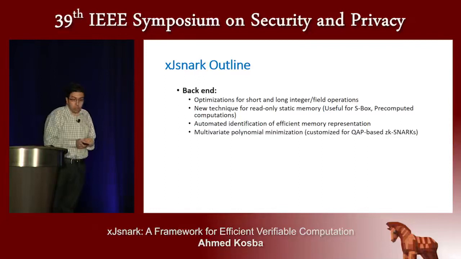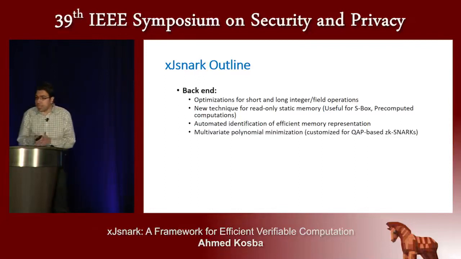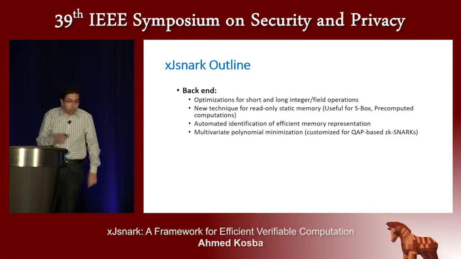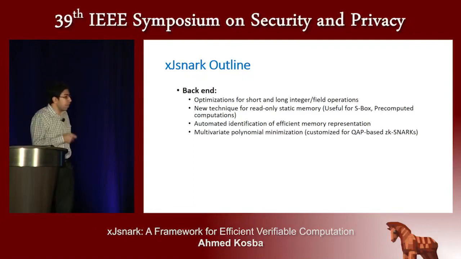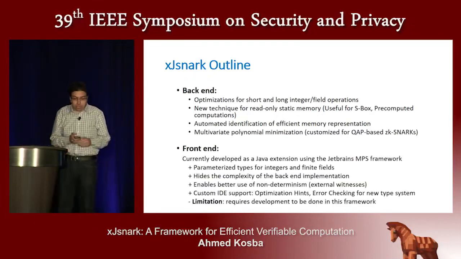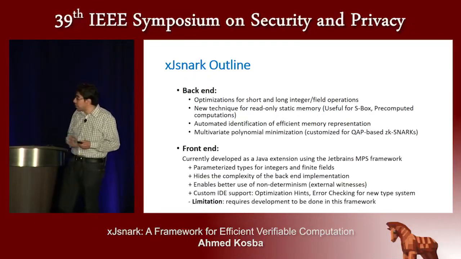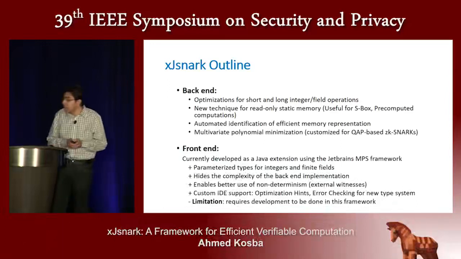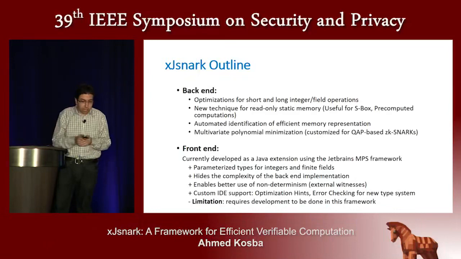And also, in order to reduce the number of multiplication gates or constraints even further, we apply multivariate polynomial minimization. We have implemented a version that's customized for the QEB-based xJsnarks. In terms of the front end, it's currently, as I said, developed as a Java extension using the JetBrains MPS framework. It provides parameterized types for long integer and short integer and for field operations as well.